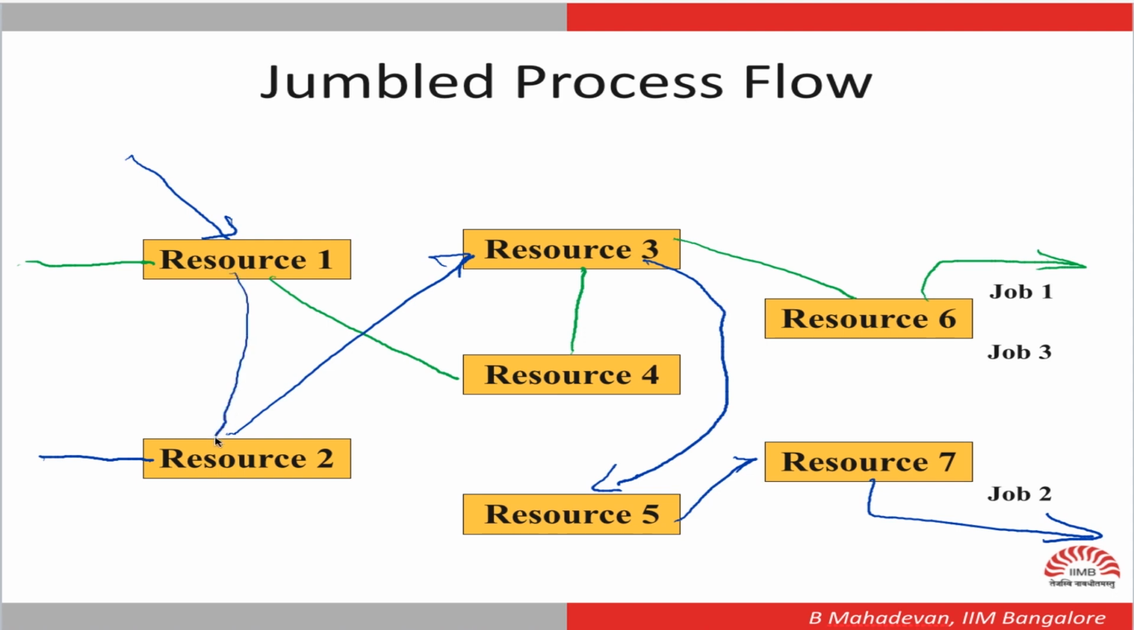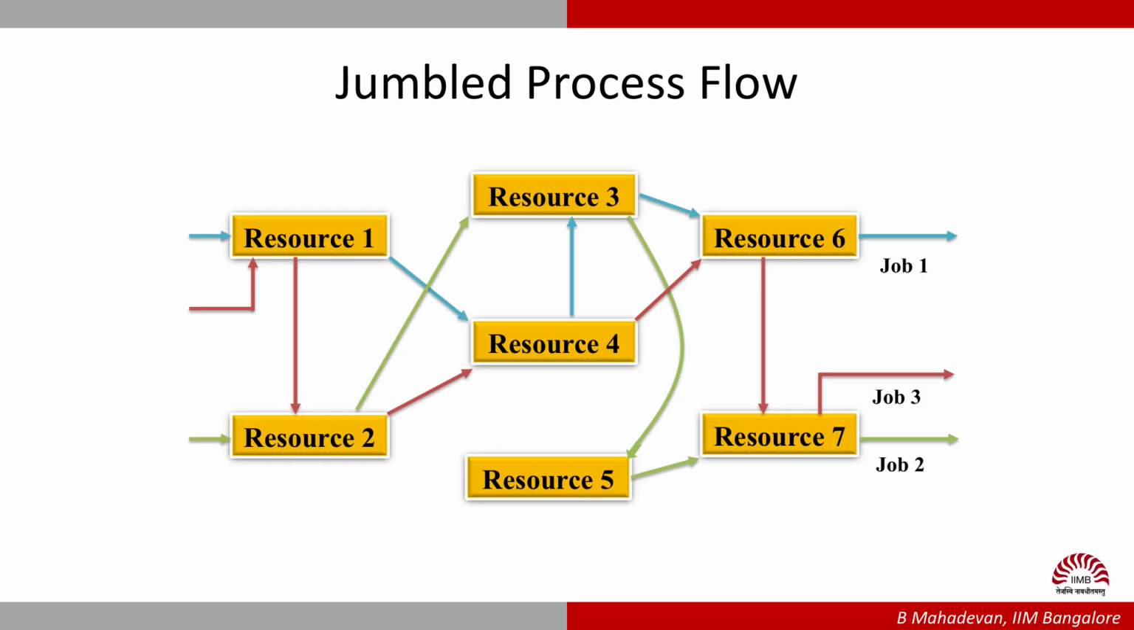From there it goes to resource 2. From resource 2 it goes to resource 4. From resource 4 it goes to resource 6. And from there it goes to 7. And from 7 it exits the system. This is typically how a jumbled flow is. We have seen it in a multi-specialty hospital. You will see it in a very complex construction of an airport which we talked about.